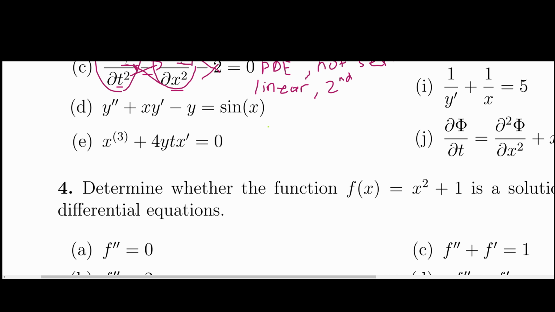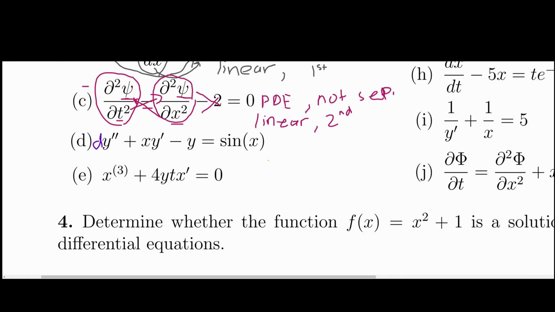Now we're going to look at part D. An easier way to look at this would be to put this as dy over dx with 2's right here and right here, plus x times dy over dx, just like that. Now, is this an ODE or a PDE? Well, it is an ODE because we need to look at the dependent variable, which is y.